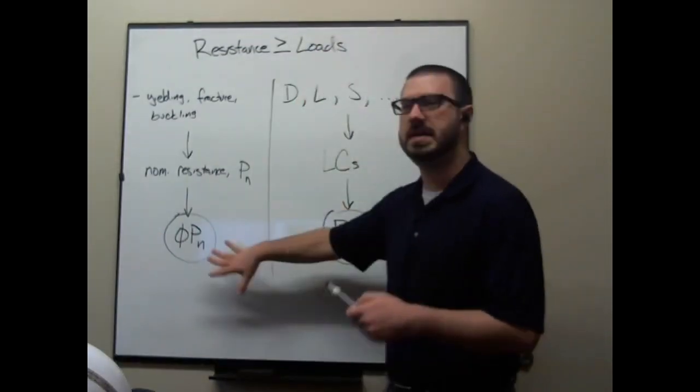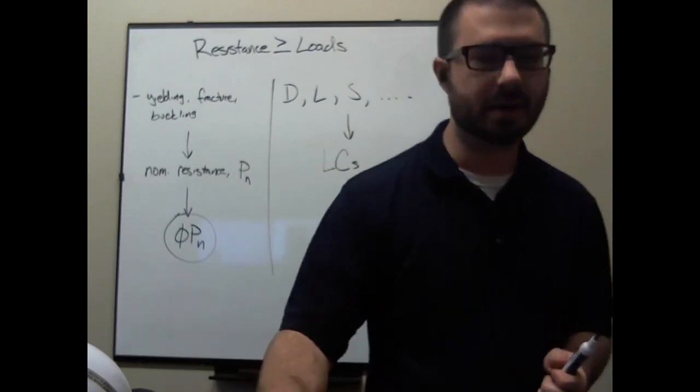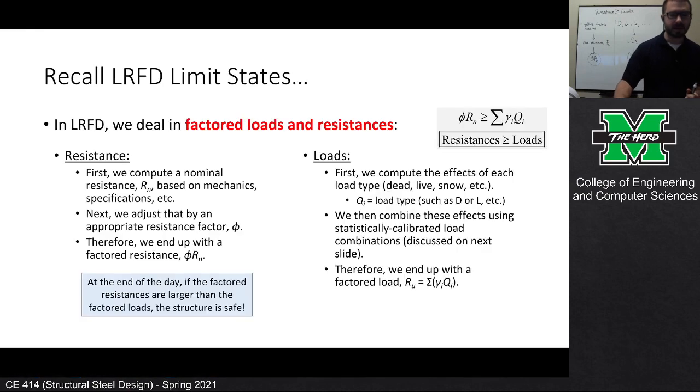We've sort of been dancing around that, and so I want to get back into that and talk about that today. So again, recall this concept of LRFD. We're dealing in factored loads and factored resistance. On the resistance side, we compute a nominal resistance based on mechanics and the specifications, and then we adjust it by an appropriate resistance factor. So we end up with a factored resistance, and the same thing with loads. And as long as the factored resistances are bigger than the factored loads, we're good.